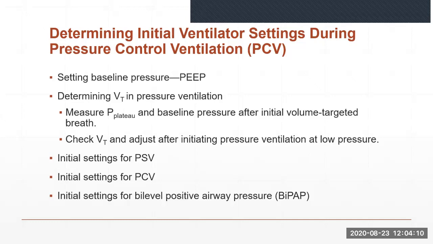Volume targeted ventilation has the advantage of guaranteeing volume delivery. However, it has the disadvantage of increasing PIP as lung compliance decreases and airway resistance increases. Overinflation is also a risk. Pressure targeted breaths have the advantages of providing flow on demand and potentially limiting pressures to avoid overinflation.